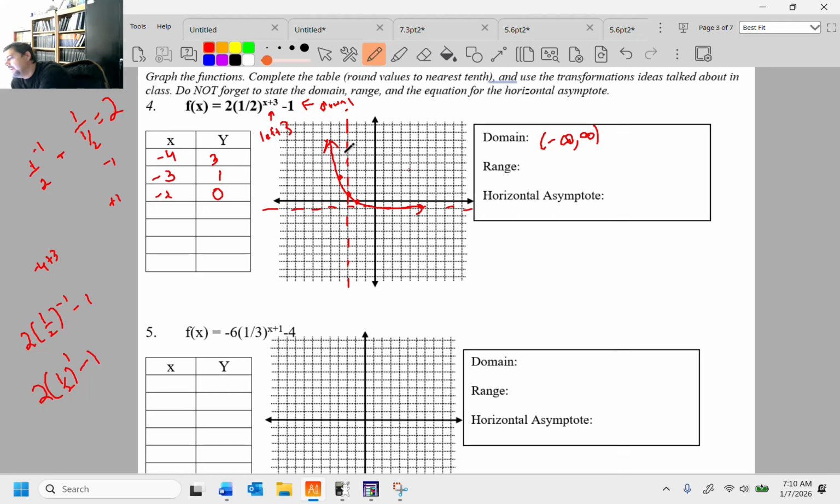Its domain is -2 to infinity. Its range, the low y value, is ridiculously close to -1. And the high y value is infinity. The horizontal asymptote is this guy right here, y equals -1. All right, moving forward.